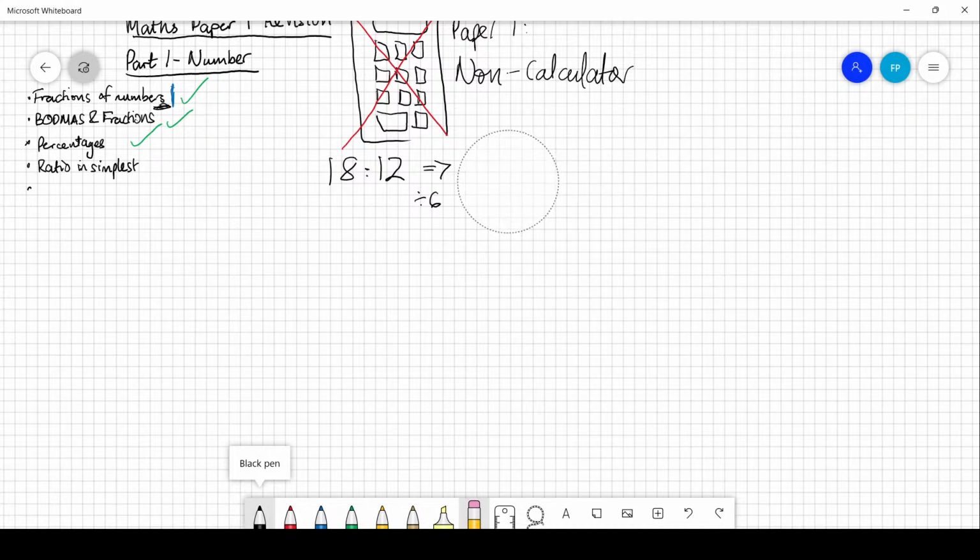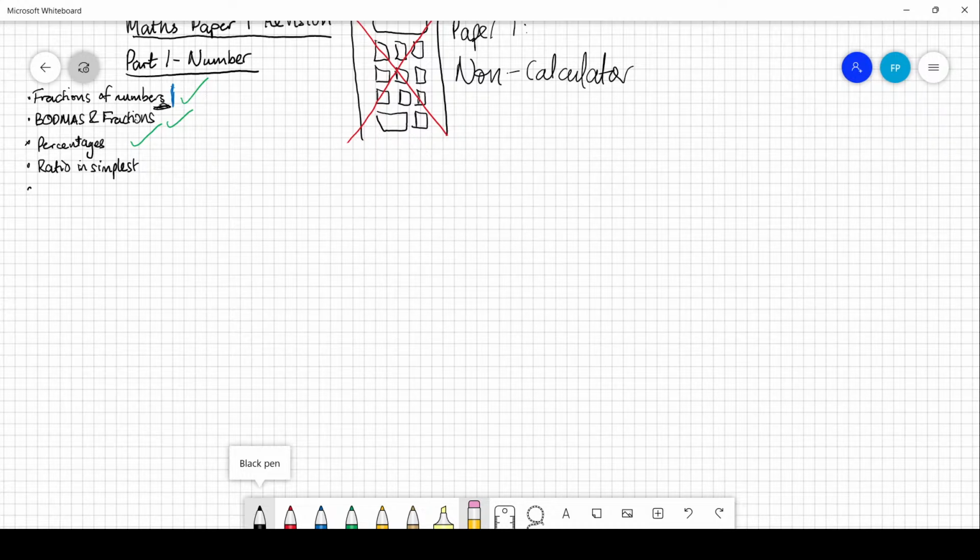But if you said to divide by 2 instead, you would instead get 9 to 6. And this isn't simplified fully because, again, you can divide by 3. But they'd get you at least a mark.